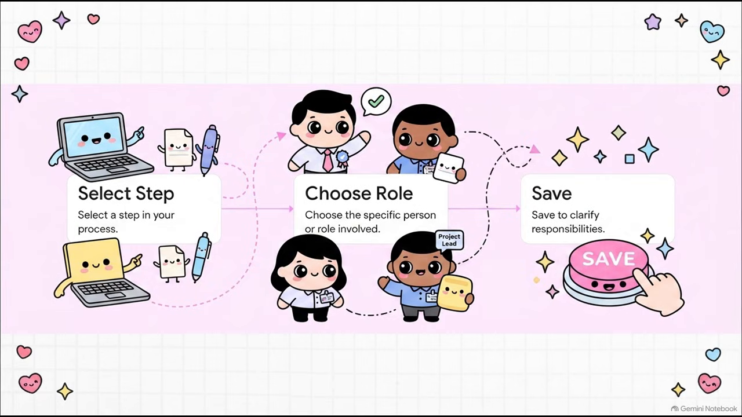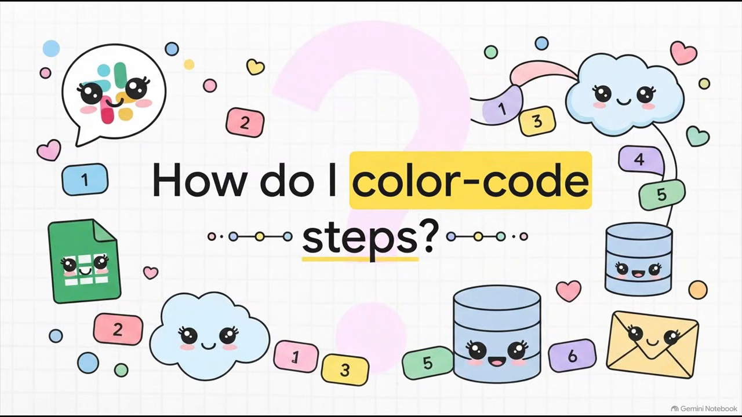It is incredibly simple. Step 1, you just select a step in your process. Step 2, choose the specific person or role involved. For example, you can tag that a manager must approve the form or the lead is filling it out. Step 3, hit save. Just like that, you've clarified responsibilities, zero confusion. But we don't stop there. We need visual cohesion. If everything is the exact same dull gray, you won't know a database from a Slack message. So how do we visually connect the dots and make it fabulous?